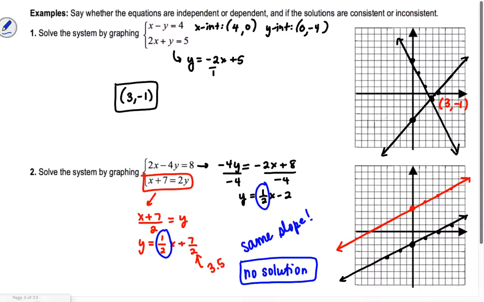All right, so let's talk about independent, dependent, and so on. So the very first one, number 1. Was there a solution? Yes, there was a solution. So that means that it's consistent. Once you get consistent, consistent breaks into 2 subcategories. So our subcategories are dependent and independent. Dependent is when they have infinitely many solutions. Independent is when there's one solution. All right, independent means one solution, so this one is independent.